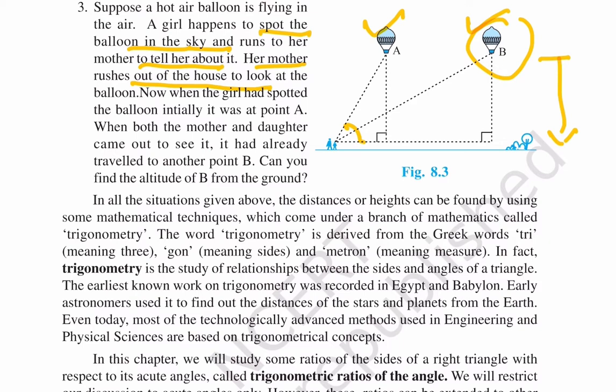The word trigonometry is derived from the Greek words: tri meaning three, gon meaning sides, and metron meaning measure. In fact, trigonometry is the study of relationship between the sides and angles of a triangle. So, basic definition of trigonometry is that this is a relationship between the sides and the angles of a triangle. The earliest known work on the trigonometry is recorded in the Egypt and Babylon literature.